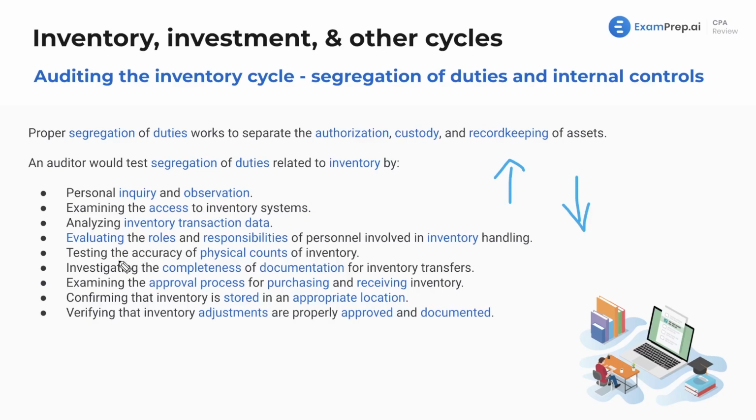It makes sense. You could test the accuracy of the physical counts of inventory. You could investigate the completeness of documentation for inventory transfers. Is inventory being transferred to other warehouses where it's being stolen? Make sure that the documentation's there, that it's properly authorized and checked, and that there's not a chance it's being stolen in transit. There's a lot of risk when it comes to physical inventory.